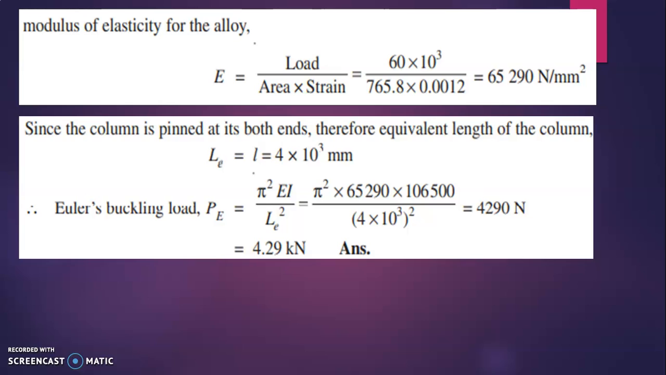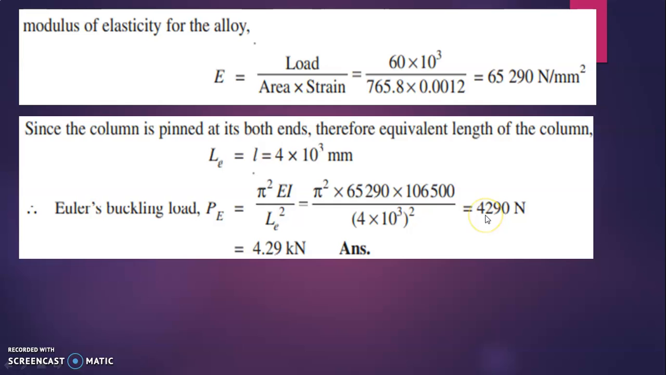Now here in this case the column is pinned at both the ends, means it is hinged at both the ends. So what is L? Equivalent length of the column LE is equal to L only. First condition, both the ends are hinged. So LE is equal to L, that is equal to 4 into 10 raised to 3 mm. Now you substitute in the equation Euler's buckling load, PE is equal to pi square EI divided by LE square. So pi square into E is now 65 to 90 into I is calculated value 106500 divided by LE is 4 into 10 raised to 3 square.